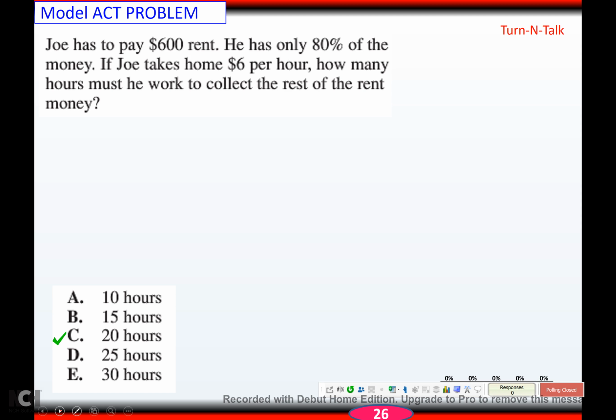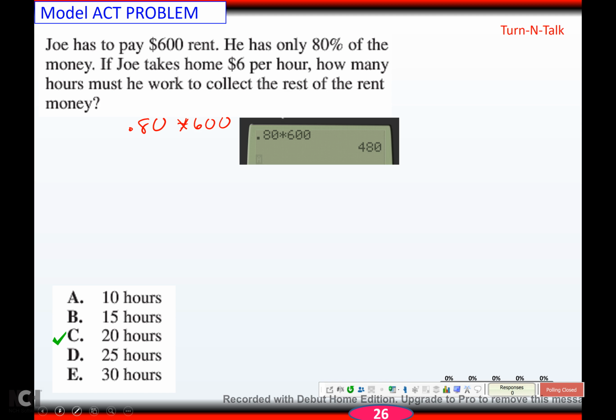And you should get 20 hours. It says Joe has to pay $600 rent. He has only 80% of the money. So he has 80% of 600 bucks. If Joe takes home $6 an hour, how many hours must he work to collect the rest of the rent money? Well, the first thing we're going to do is figure out what 80% of 600 is, which is 480. He needs 600, he only has 480. So how much more does he need? Well, 600 minus 480 is 120 bucks.